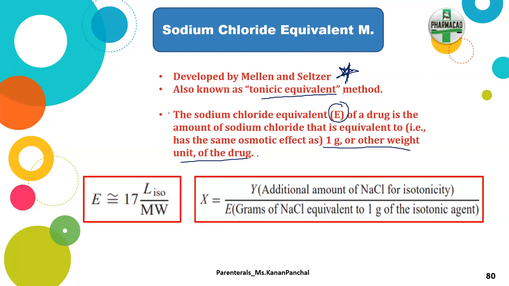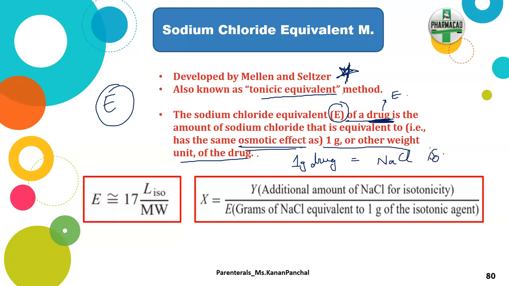So, जब हम बोलते हैं, when we calculate E for a drug, पहली बात तो ये समझो, sodium chloride equivalent of a drug मतलब drug का sodium chloride equivalent we are calculating. So when we calculate drug का E value, that is nothing but कितना sodium chloride would be equivalent to have उसका same osmotic pressure. 1 gram drug के लिए कितना sodium chloride लगेगा to make it isoosmotic. That is your E. That is your sodium chloride equivalent. So E कैसे calculate करते हैं? E is nothing but 17 into the constant upon the molecular weight of your drug.